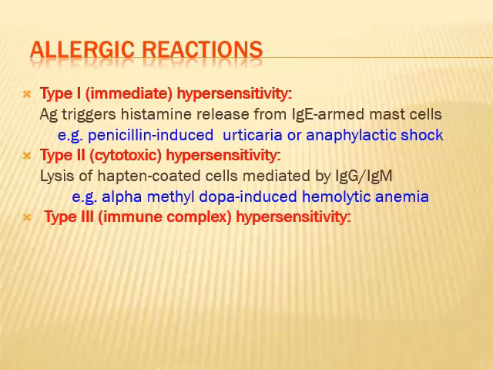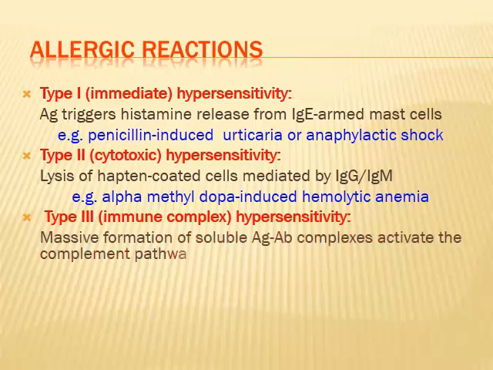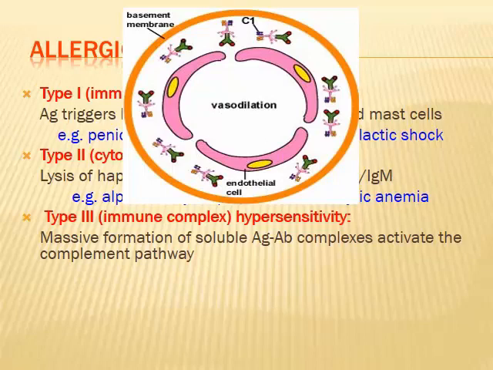The third type is termed the immune complex type, since it entails the formation of antigen-antibody immune complexes in the circulation. This figure shows an orange-colored basement membrane of a small blood vessel, with pink endothelial lining. An interaction occurs between the antigen and the antibodies, to form soluble complexes, with subsequent activation of the complement pathway. This induces vasodilatation.